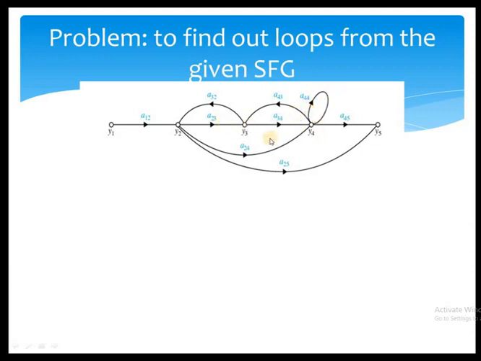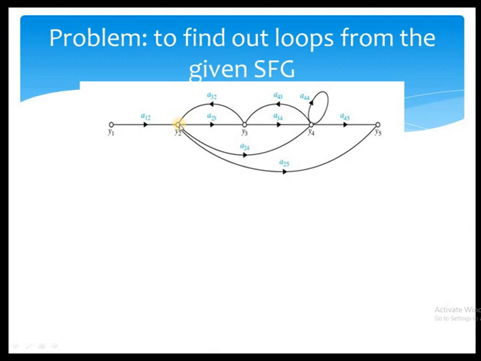If you clearly observe the SFG, there is one more possible loop here. If you see Y2, the signal travels from Y2 through A24 gain, then it reaches Y4, and the signal comes back through A43 and reaches Y3. And it again comes back to Y2 through A32. That's why there is one more loop possible through Y2, Y4, Y3 and Y2.